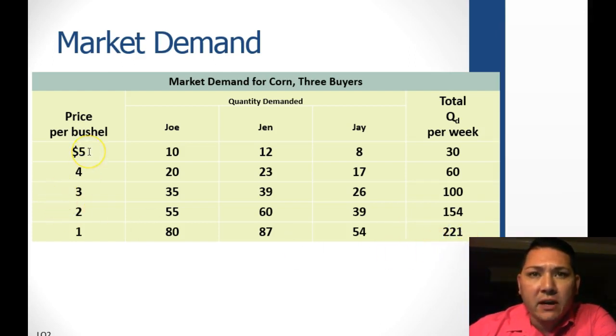The same thing at $5, right? The individual market for Joe is 10 bushels. The market for Jen is 12 bushels, and for Jay is 8 bushels. The aggregate market demand at $5 in bushels is 30 bushels.